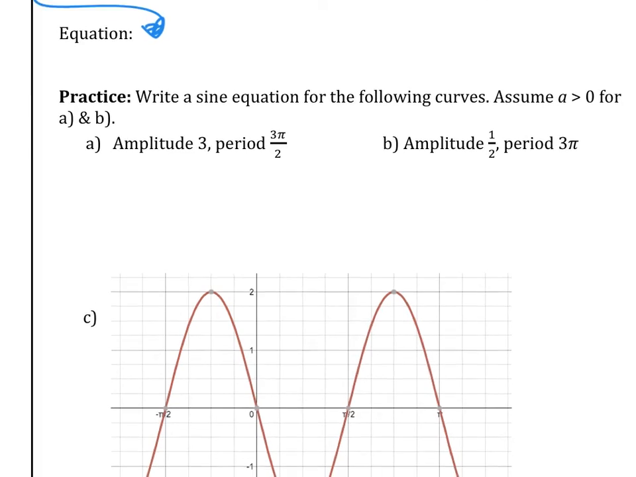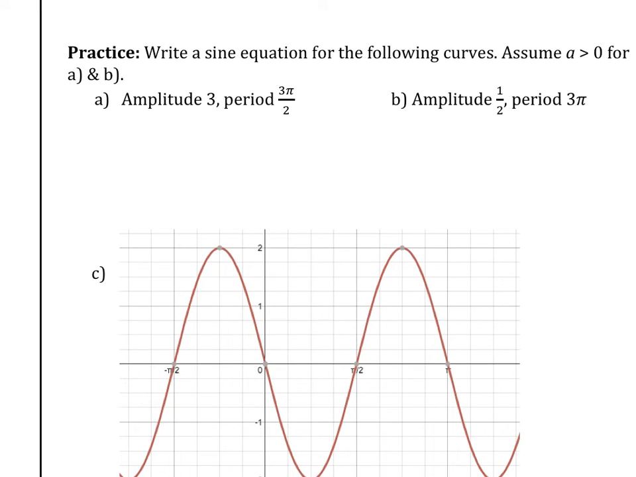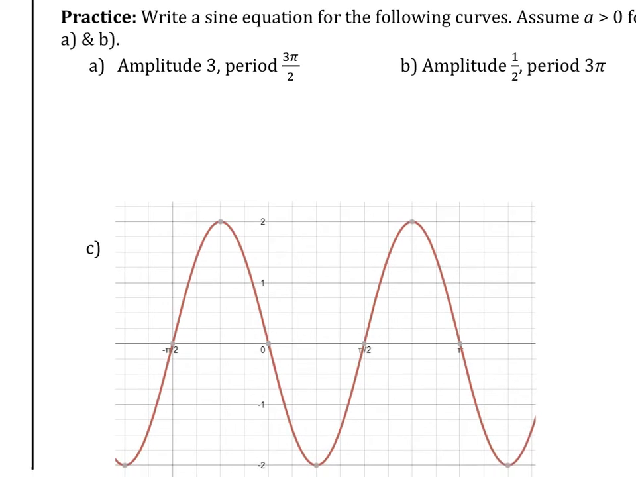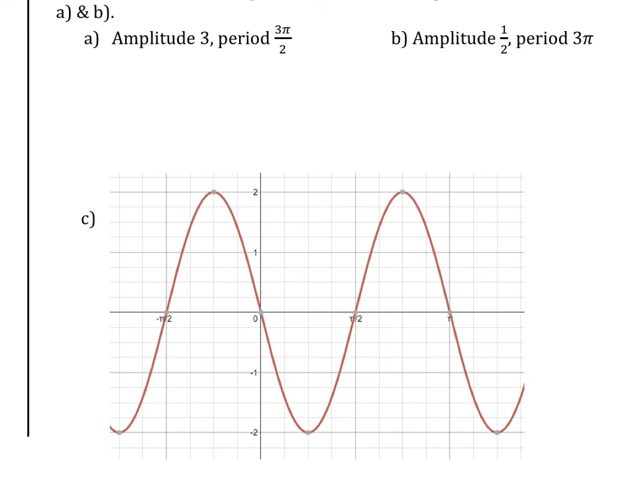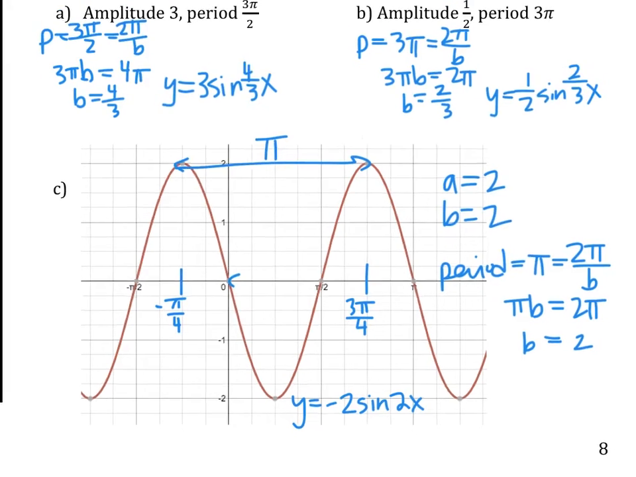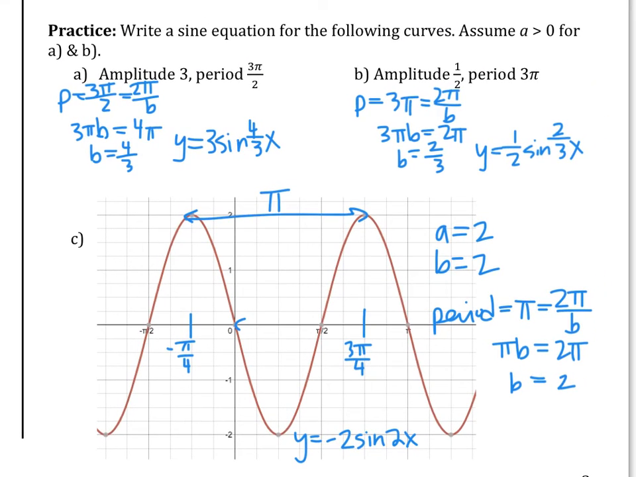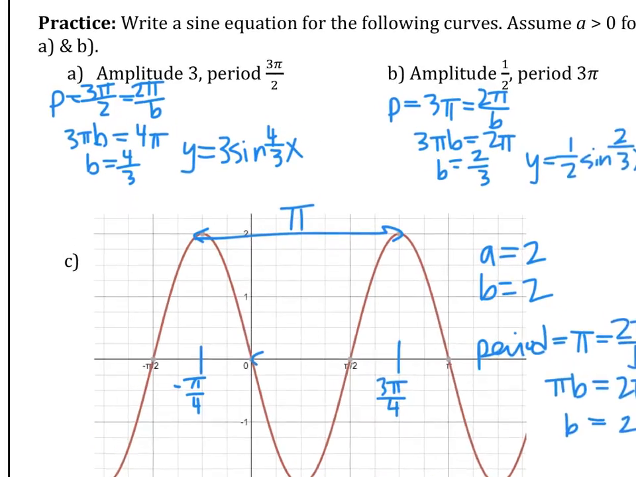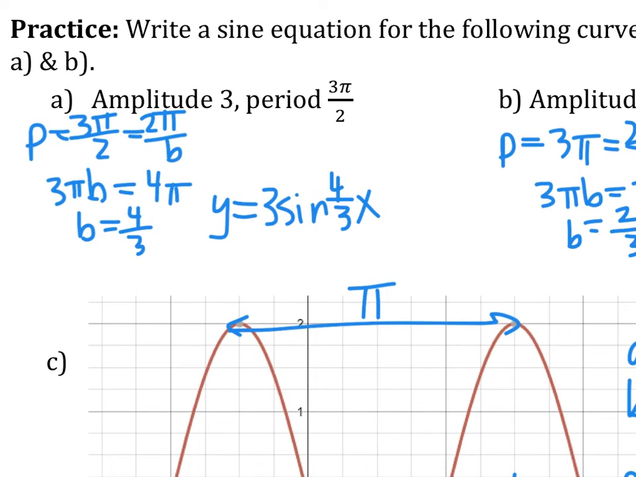All right, so let's have you practice. A and B, it's already given to you, the amplitude and the period, but C, you do have to look at it and figure out the answer. So pause this video, try it, and then come back and check your answer. Okay, so hopefully you got to check your answer, or you finished it and then now you can check your answer. So on the first one, it's a pretty simple one.